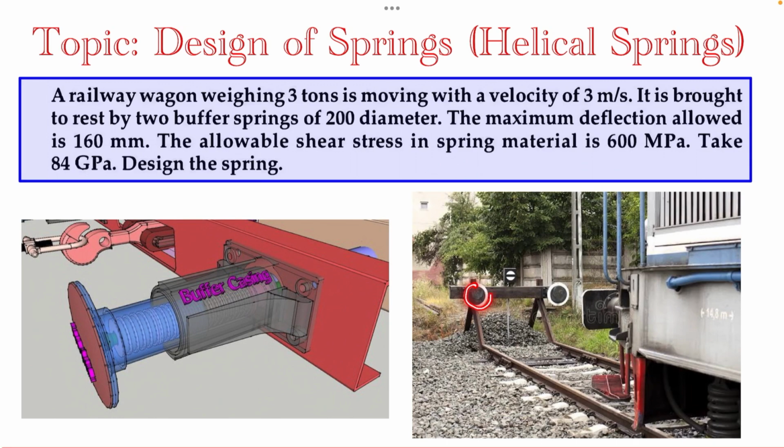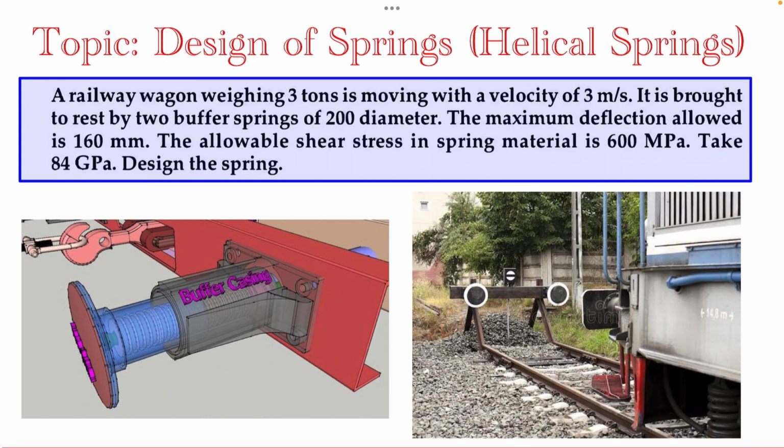Here in this picture you can see the part of a railway coach that is moving, and this can be stopped. This is known as buffer stops, and a buffer element which is provided with buffer springs will be attached to the part of this railway wagon. So this is known as buffer, and within the buffer casing the helical springs will be provided. So we need to design this helical spring, which is known as buffer spring.